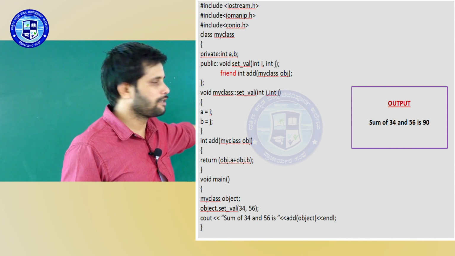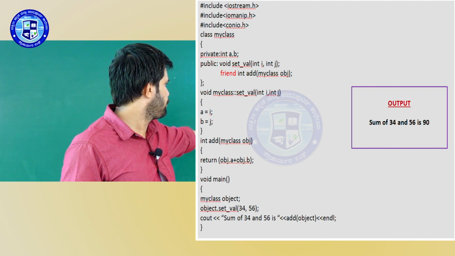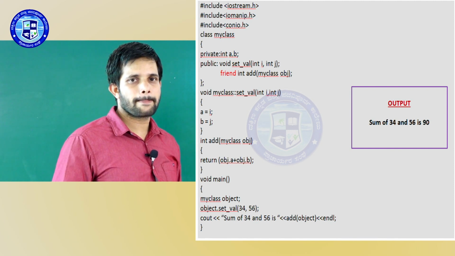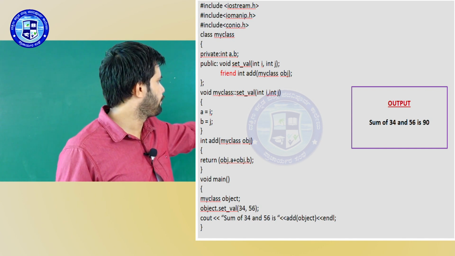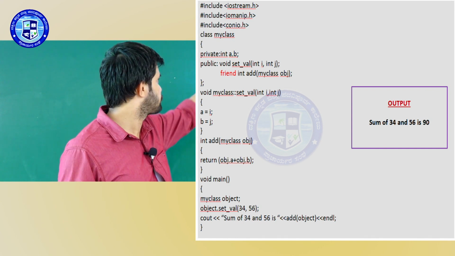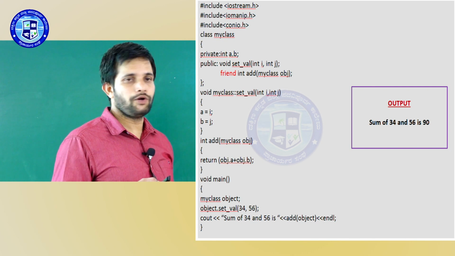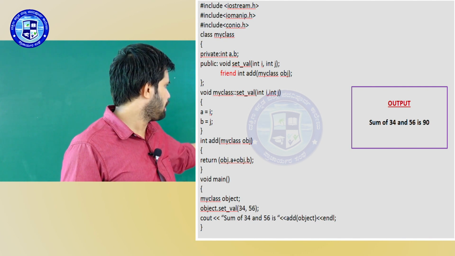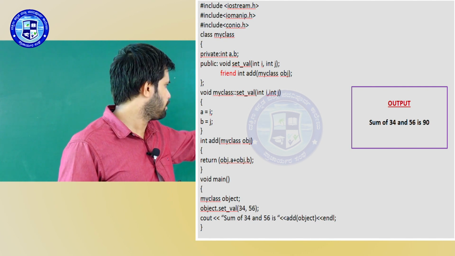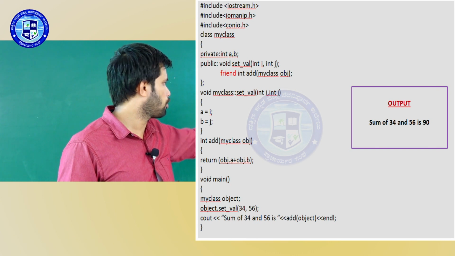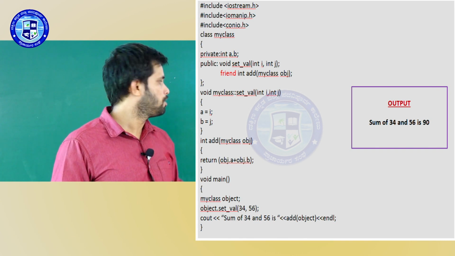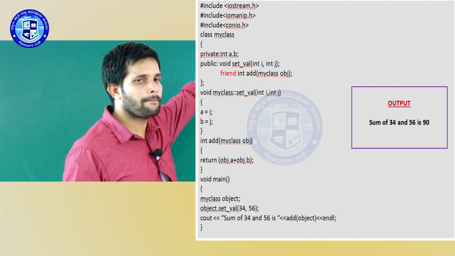Now let me call these functions. So how do we call the function? We write the main part, void main. Then we will declare an object here belonging to the class my class. So how do you create an object? Class followed by object name. So my class is the class name, followed by object. Using this object, you can call the member function.